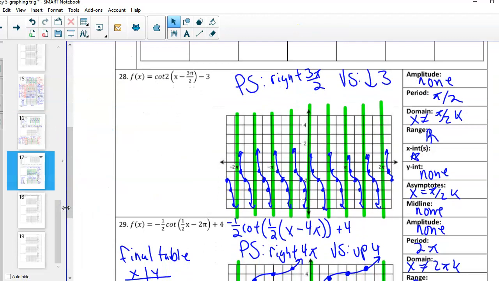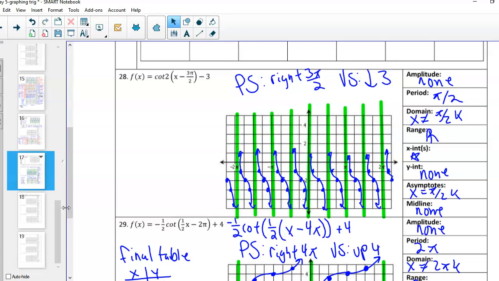So for 28, you should have had asymptotes at every pi over 2, so all of your zeros and pi's, all of your pi's over 2. And then it's moving right through pi over 2 and then down 3. So somewhere in the middle of these, you should be at -3 and then go left, up 1, left 1, and down 1, right 1.